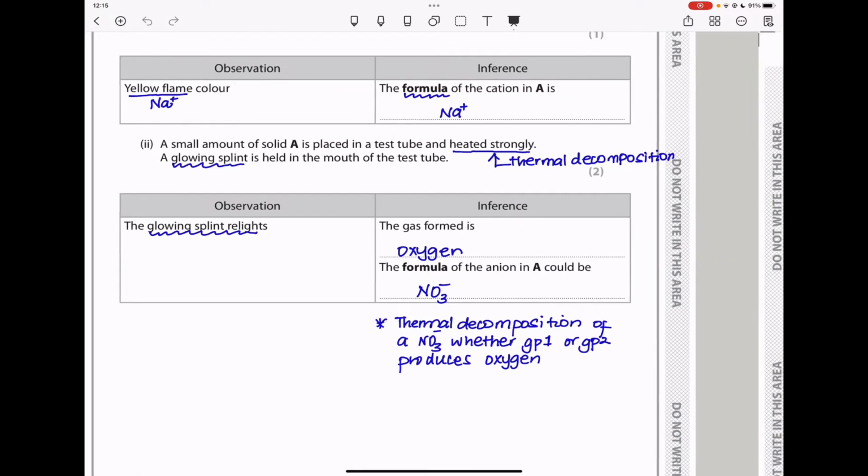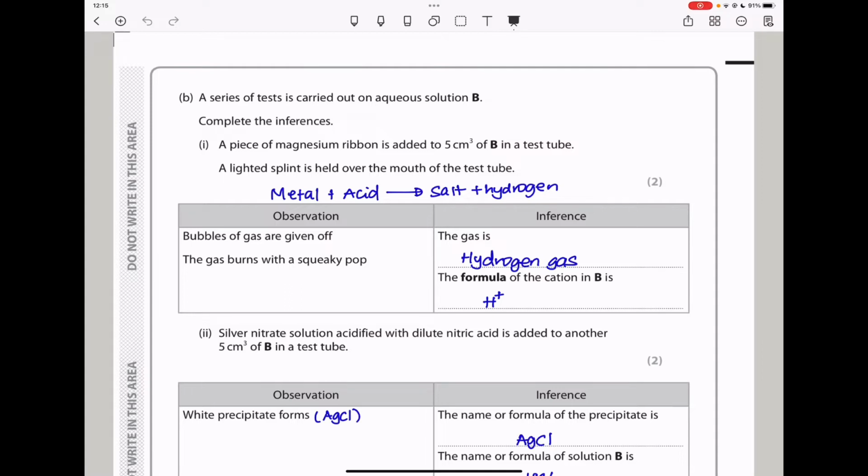So moving on. Part B, they say, a series of tests is carried out on aqueous solution B. They want you to complete the inferences. A piece of magnesium ribbon is added to 5 centimeters cubed of B in a test tube. Of course, magnesium is a metal. So they say a lighted splint is held over the mouth of the test tube. Using a lighted splint is to test for presence of hydrogen.